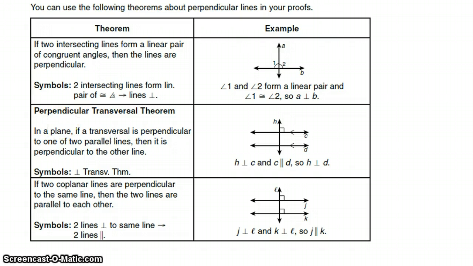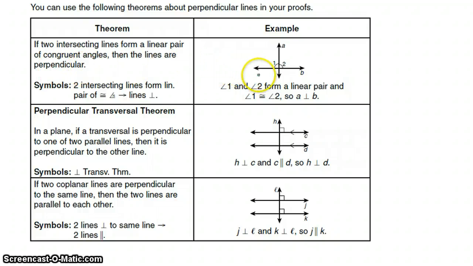Now here are the theorems that we're going to take a look at. We have 3 of them. I'm just going to talk through them and then we'll use them here in a minute. If two intersecting lines form a linear pair of congruent angles, then the lines are perpendicular. Alright, so let's think about that.